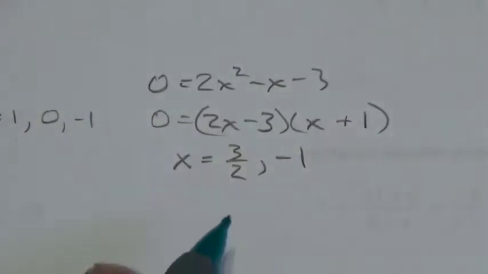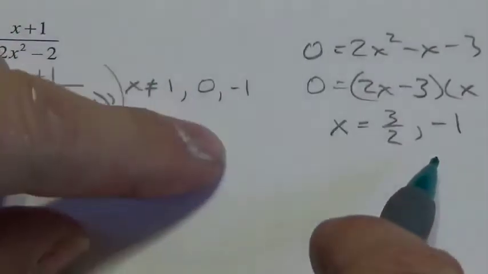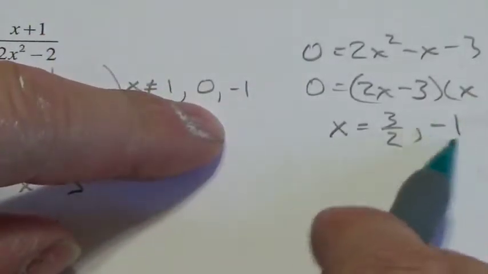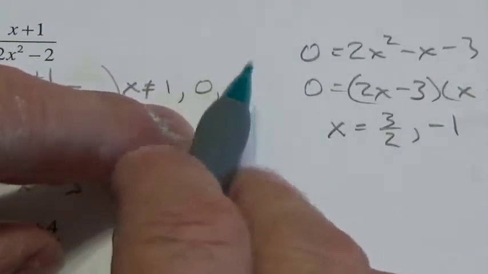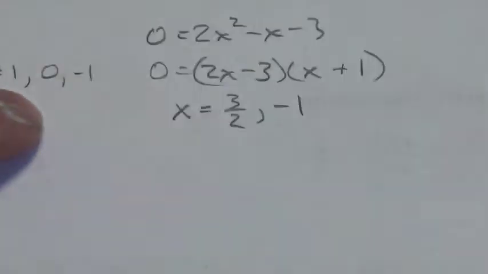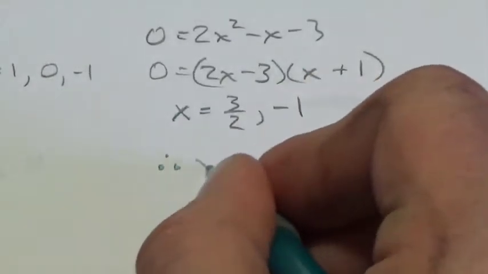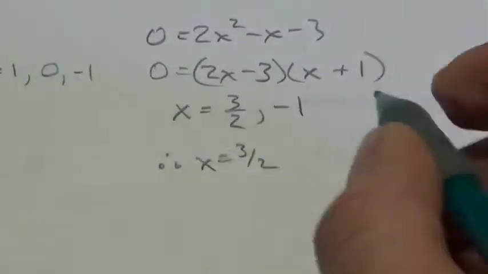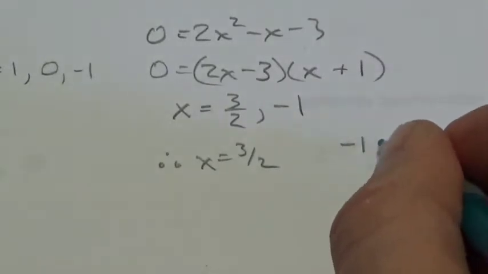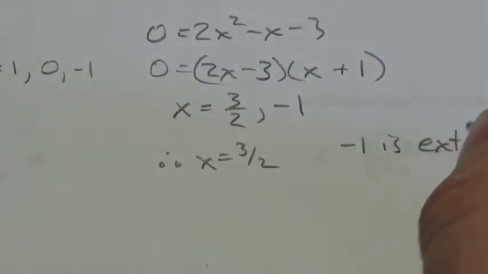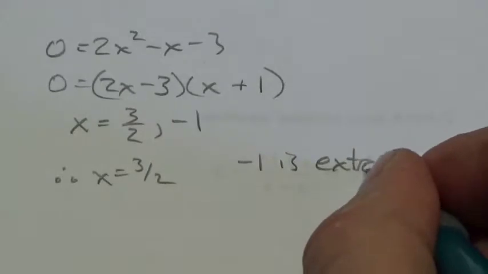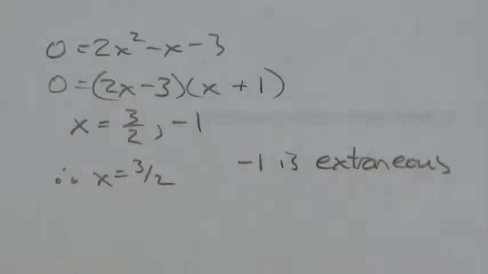And there it is. Finally, a question like this showed up where I've got a negative 1 here, but I knew right from the beginning x couldn't be negative 1. So therefore, x is equal to 3 over 2. Okay, the negative 1 is extraneous.